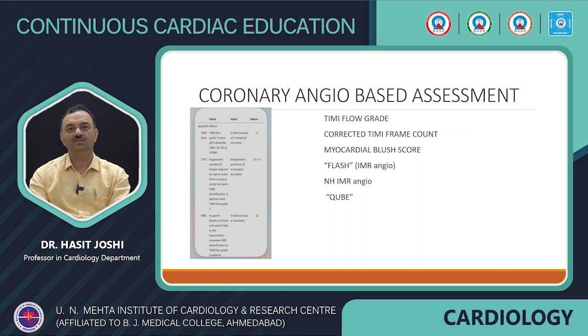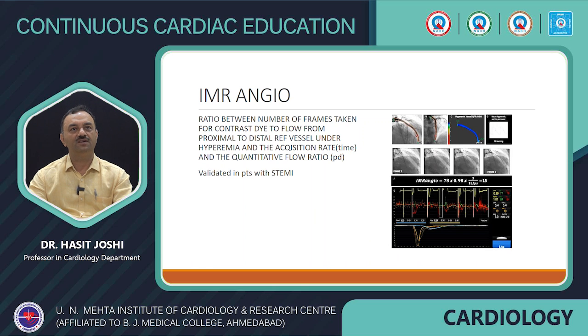So now AI has joined in, and from this computational IMR angio, NH-IMR angio and cube methods are tried so that we can get microvascular resistance without doing any further pressure wire or thermodilution techniques. IMR angio is the ratio of number of frames taken from contrast dye to flow from proximal to distal reference vessel under hyperemia.